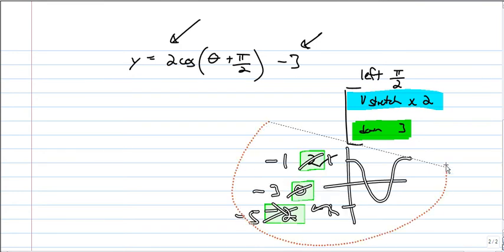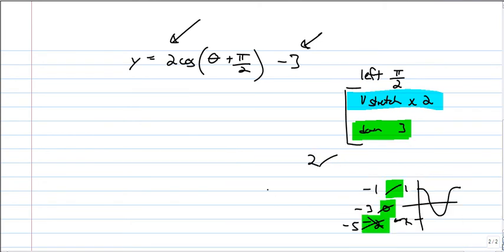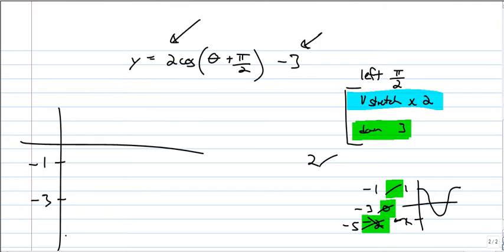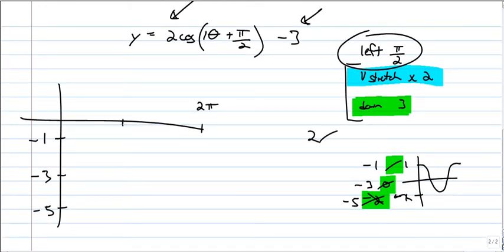So as we start to build this graph, we know where the top, middle, and bottom are. So -1 is the top, -3 is the middle, and the bottom is at -5. The period here isn't adjusted because there's just a 1 next to theta, so the period is 2 pi. The last thing we have to do is move everything left pi over 2. So I'm going to do kind of a preliminary step here. I'm going to say, what if we didn't have the shift left? What would the graph look like?